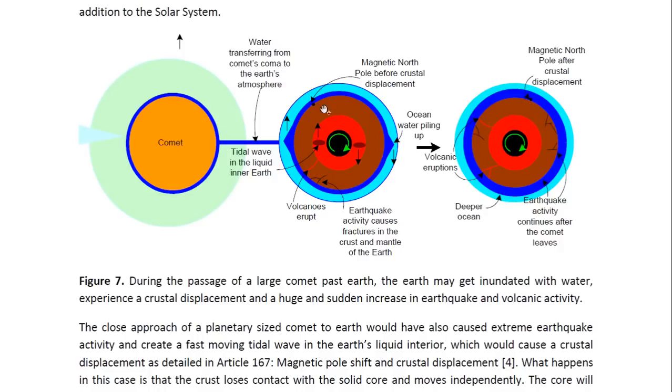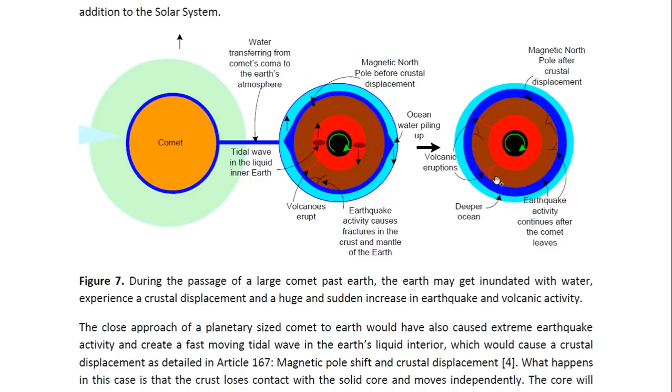So the magnetic field is made up of two parts of the inner core. Both must be permanent, as I've explained in a previous article, Article 167, entitled Magnetic Pole Shift and Crustal Displacement, where I explained that. But the magnetic pole would have changed, say, from one position there to there, the North Pole. And we can see here then this line of magma flowing to the surface due to the seismic activity induced on the planet would, as I have shown here, be in a different position.